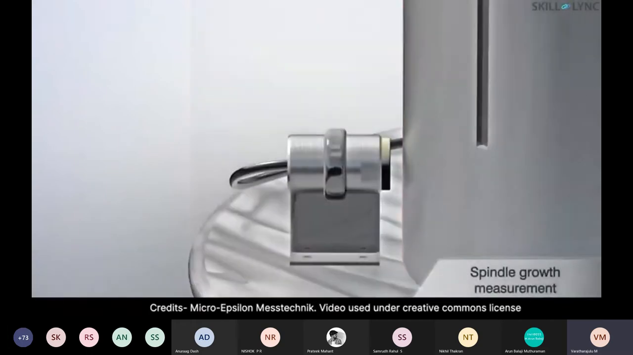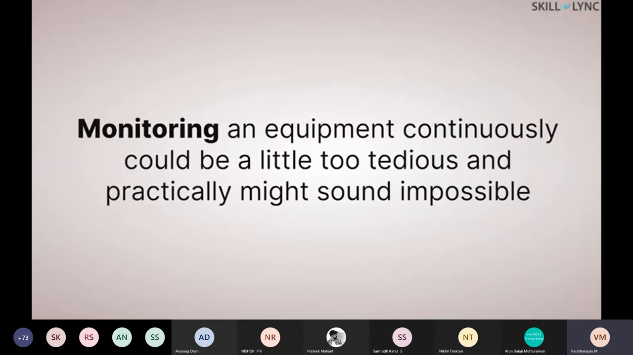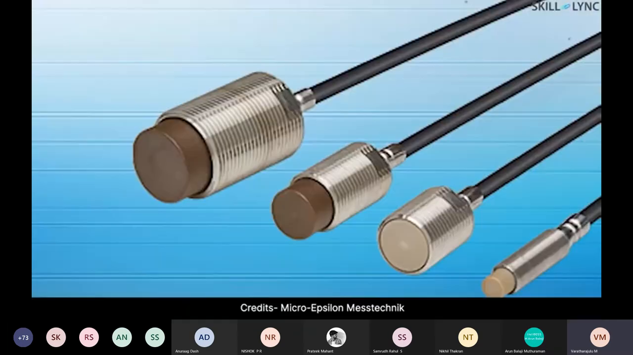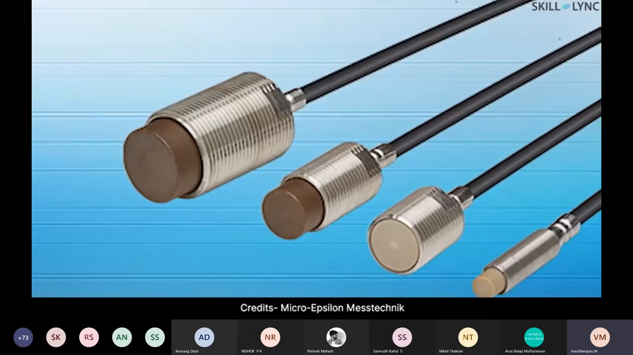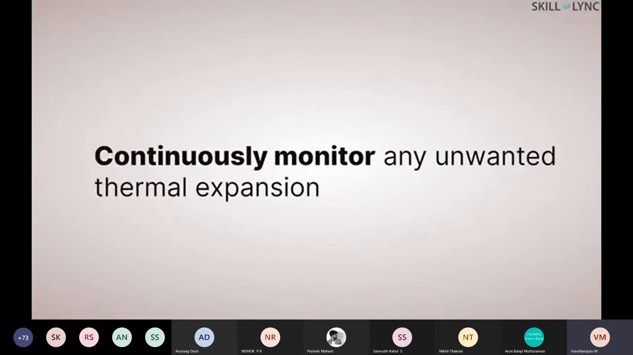These changes can be due to any reason and need to be continuously monitored. Well, monitoring equipment continuously could be a little too tedious and practically might sound impossible. But this has been made achievable by eddy current sensors. To monitor our machines continuously for unwanted expansions, we use eddy current sensors. These are small sensors used in our machines that continuously monitor any unwanted thermal expansions.